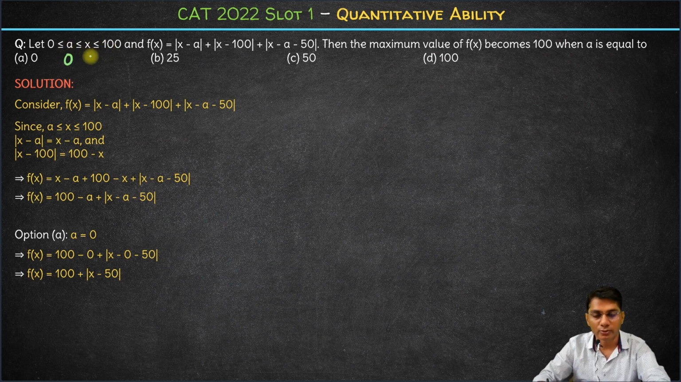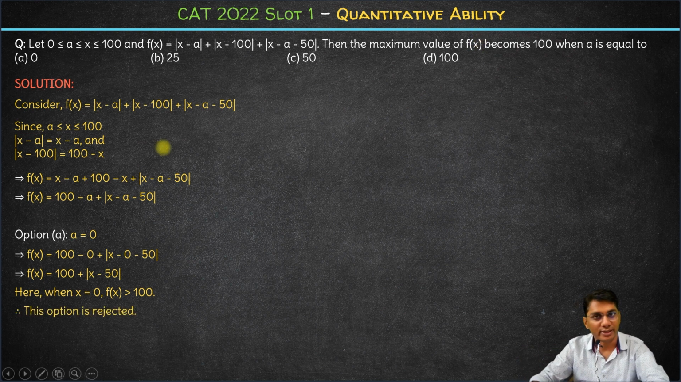Equality is also true. So if we put x equals 0 over here, we'll have mod of minus 50, and mod of minus 50 becomes plus 50. So f(x) becomes 100 plus 50, which is 150. So the maximum value of f(x) is not 100 if a is 0. It can be more than 100. Hence this case is rejected.